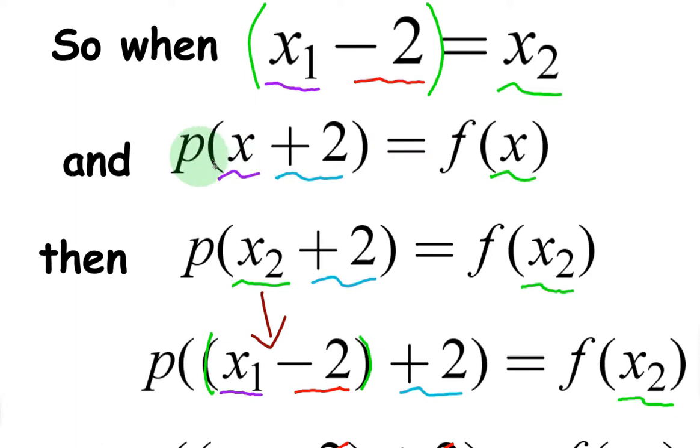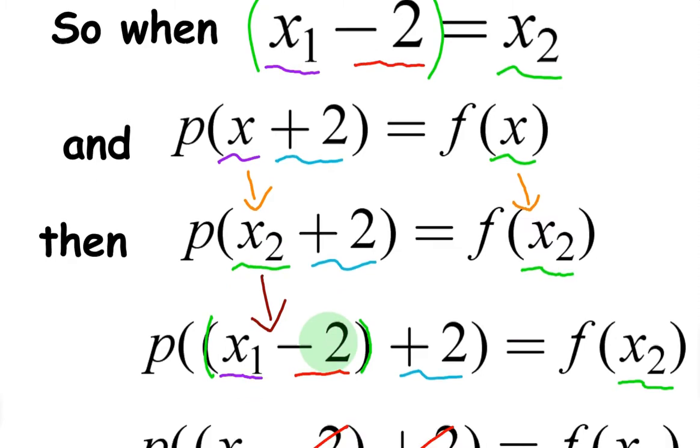So when p of x plus 2 is equal to f of x, what happens? Well, if p of x plus 2 is equal to f of x, then p of x2 plus 2 is equal to f of x2. Right there, we're just substituting x2 in for x. Again, we're getting closer and closer to a formal proof of why this happens. So we have p of, but we've established that x1 minus 2 is equal to x2. So let's replace x2 with x1 minus 2.